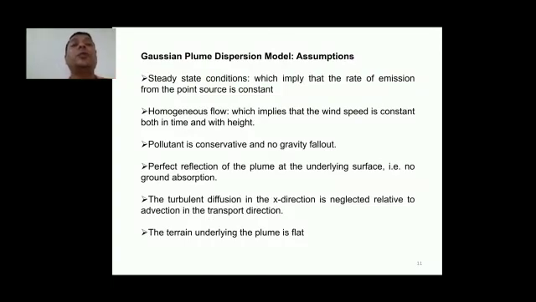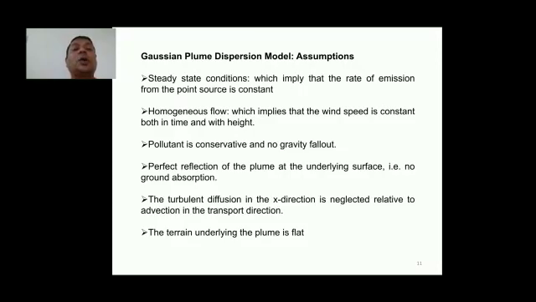Gaussian plume dispersion models: what are the assumptions in that model? Steady state conditions, which implies that the rate of emission from the point source is constant. Homogeneous flow, which implies that the wind speed is constant both in time and with height. Pollutant is conservative and there is no gravity fallout.